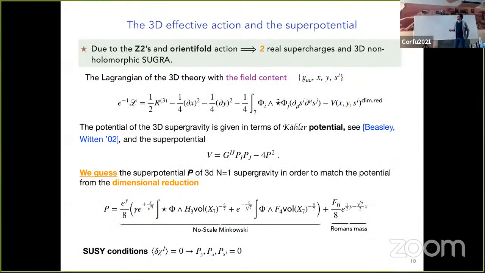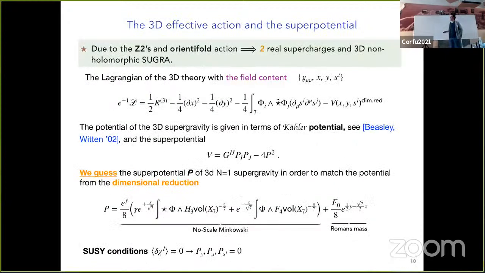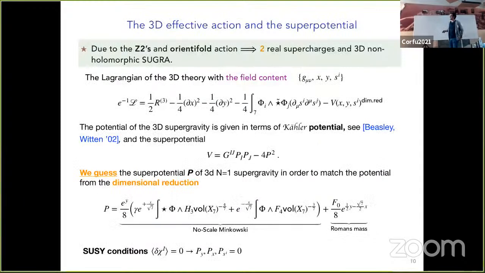So as I said, the effective field theory is a 3D supergravity with 2 real supercharges, and here you can see the kinetic terms. Here with X and Y, we denote a combination of the volume modulus and the dilaton field. So we go and guess what is the superpotential that gives us this potential that we got from dimensional reduction. And we can see here that this term, for example, corresponds to the Minkowski, which is actually no-scale Minkowski. And when we turn on the Romans mass, from cross terms, we also get a contribution, this contribution here, which actually is the O6 plane.